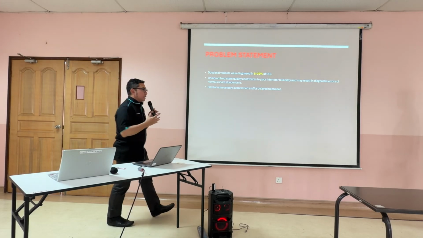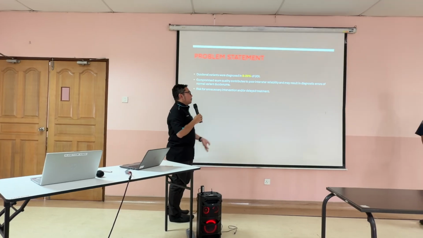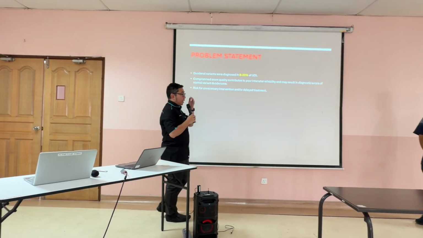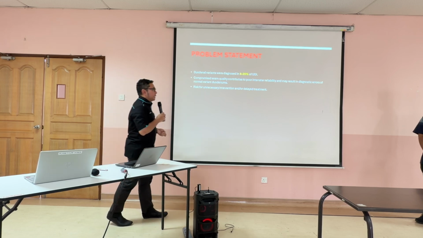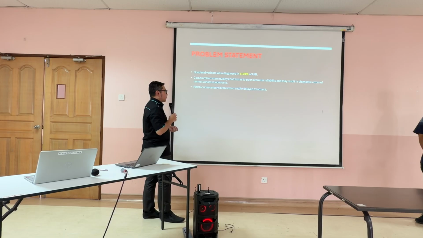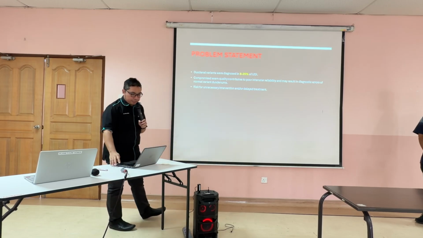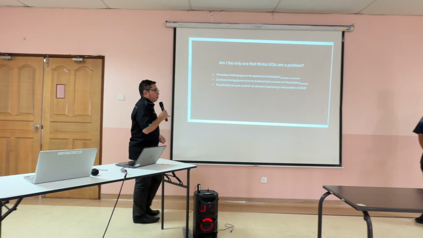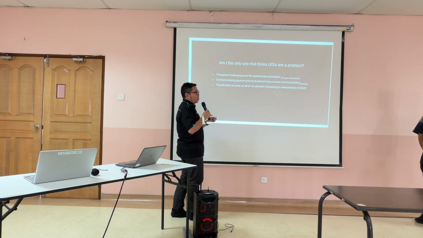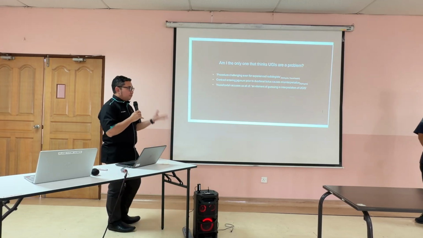My problem statement is that duodenal variance is diagnosed in 8 to 20% of upper GI studies. The incidence is very high. Compromised quality contributes to poor interpretability and may result in diagnostic errors, which lead to unnecessary interventions or delayed treatment. Am I the only pediatric radiologist who thinks of this problem? No. Worldwide, determining where the DJ flexure is, is a common issue.